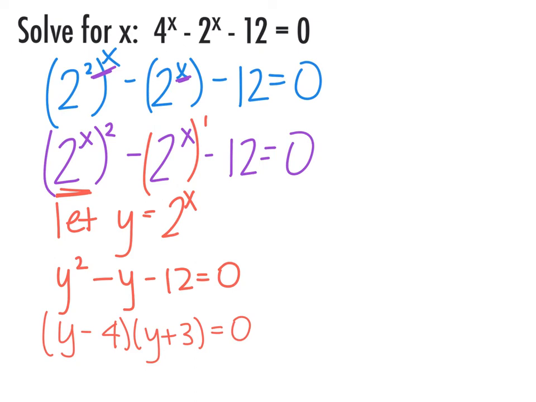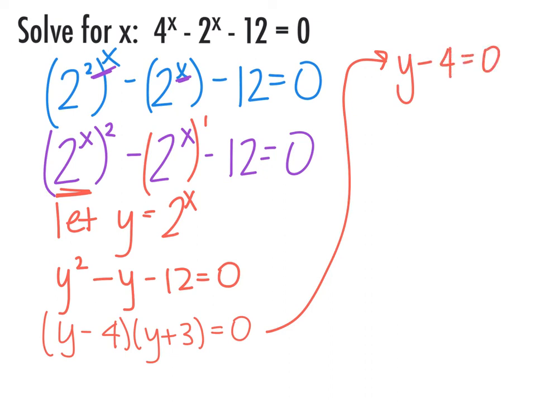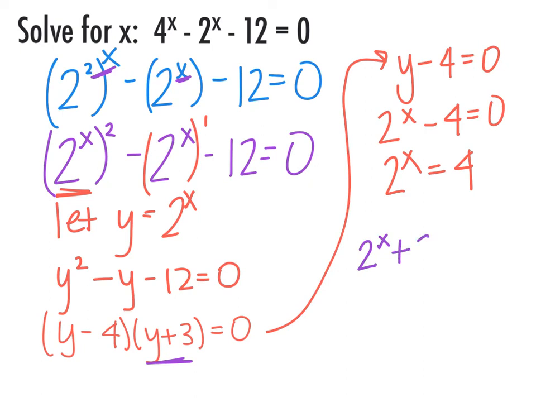So if I set them equal to 0, I get y minus 4 equals 0, and I know that y is like 2 to the x, so 2 to the x minus 4 equals 0. So that's 2 to the x equals 4. And if I do the same thing for this guy, I'm going to get 2 to the x plus 3 equals 0. 2 to the x equals negative 3.